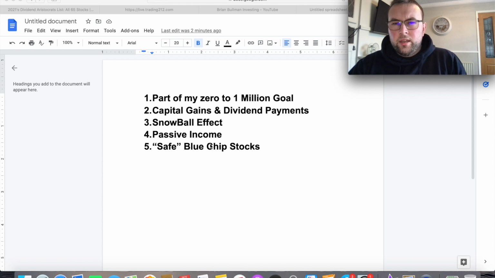And the fourth reason is because of the passive income side of things. Now, obviously, capital gains comes through every stock. However, dividend payments will be passive. Obviously, once you put in the hard work at the start and construct a portfolio, the passive dividend payments will be coming into your bank or reinvested into the stocks, depending on which way you choose.